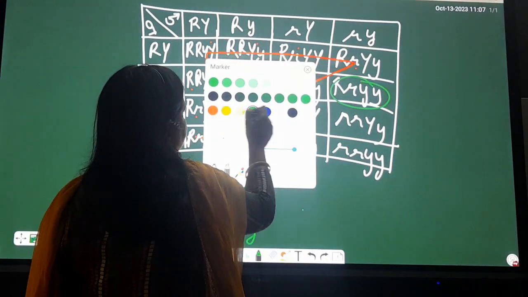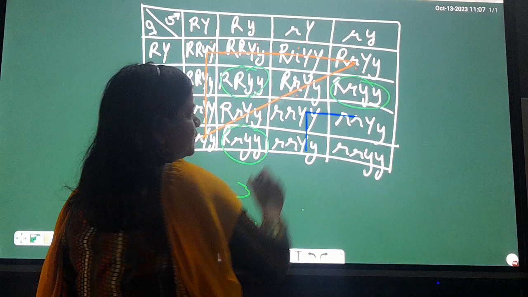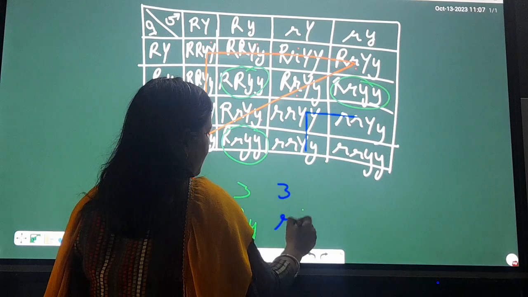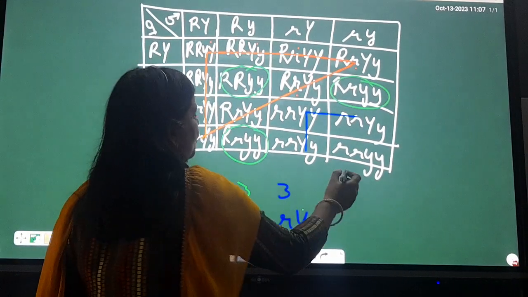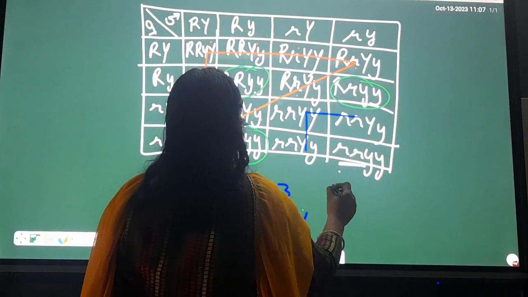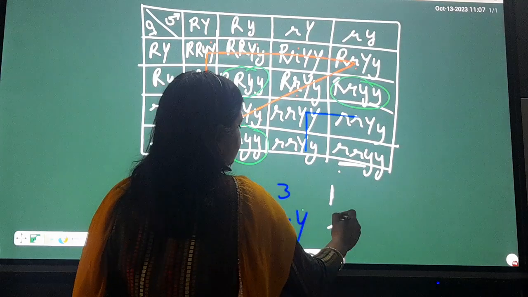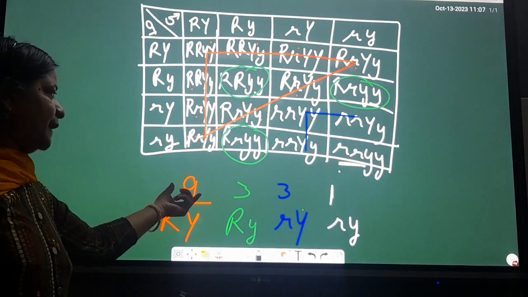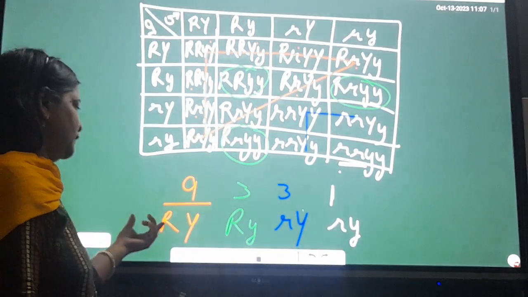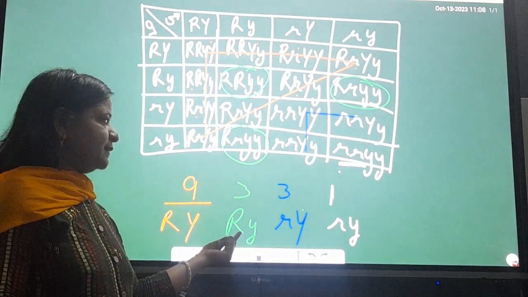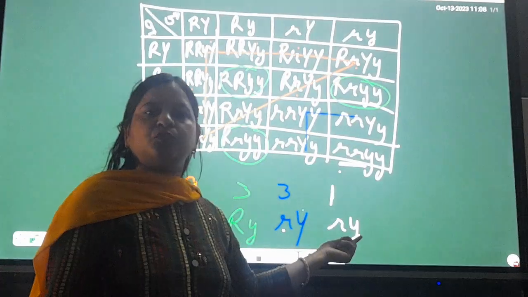Then in this inverted L shape, in these 3, small r and capital Y are present. While in this one, there is only small r and small y, both recessive. So in this way you can see that 9 out of the 16 combinations have both dominant alleles, 3 and 3 have one dominant allele each, and one has both recessive alleles.